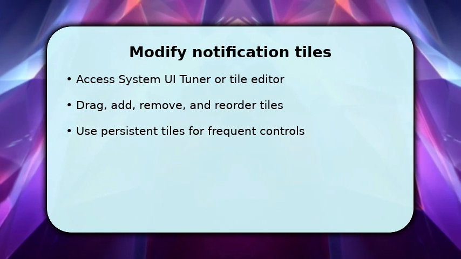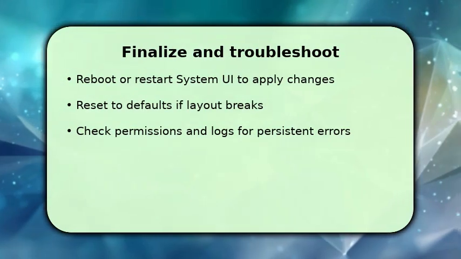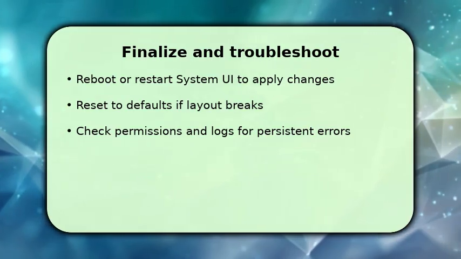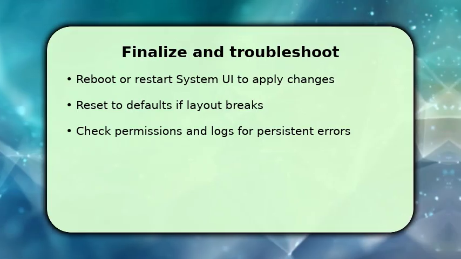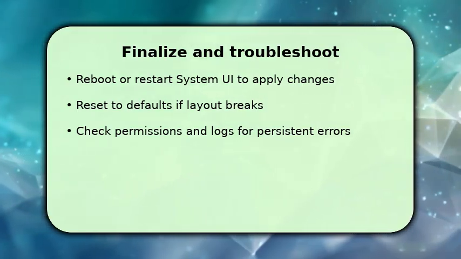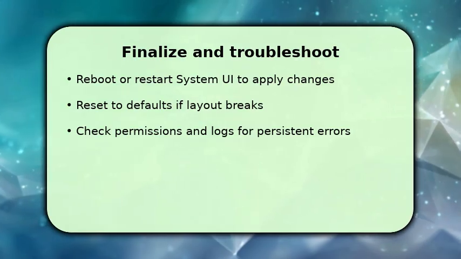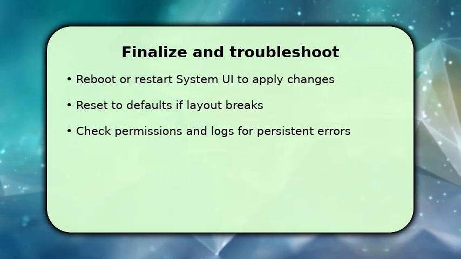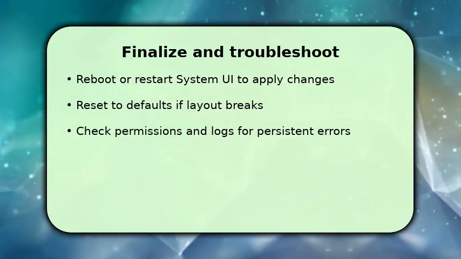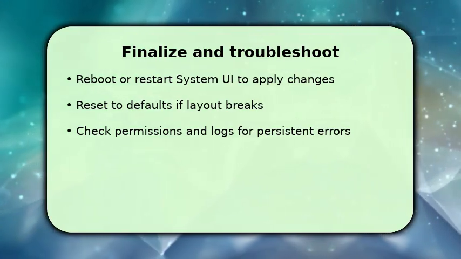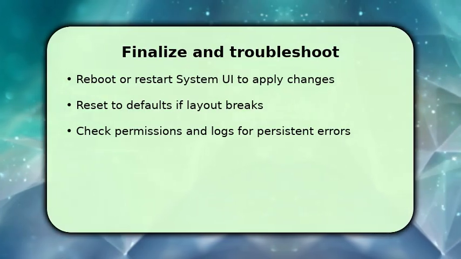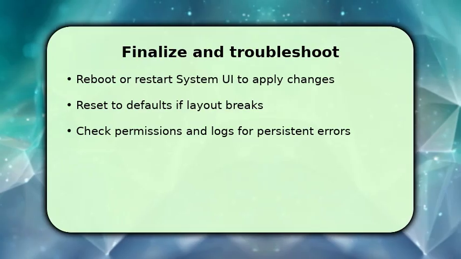Finish by applying your changes and then rebooting or restarting the system UI process to ensure the new notification panel persists. If tiles disappear or the panel behaves oddly, reset to defaults and reapply your configuration step by step to isolate the issue. Make sure you've granted any required permissions and review system logs or developer output for errors. If problems continue, restore your backup and retry with smaller changes to pinpoint what caused the failure.